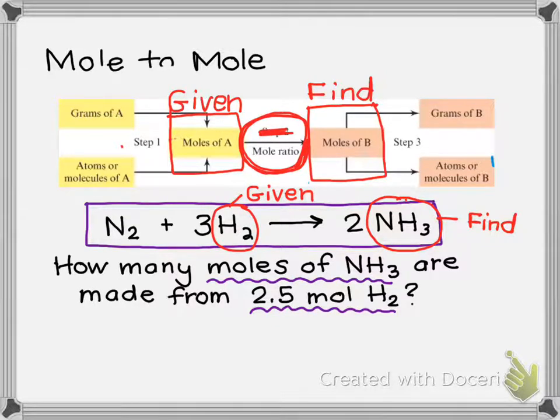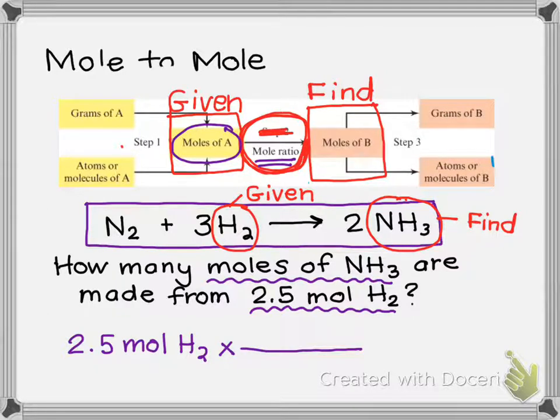So just like before, what we're going to do is start with what's given. So I'm going to say 2.5 moles of hydrogen. That was given in my problem. And so I've written down what I was given, and then I'm going to multiply by the mole ratio. Well, these are like conversion problems. If I have hydrogen here, I want that part of the mole ratio on the bottom. So here's a 3 in front of hydrogen. I say 3 moles of hydrogen.